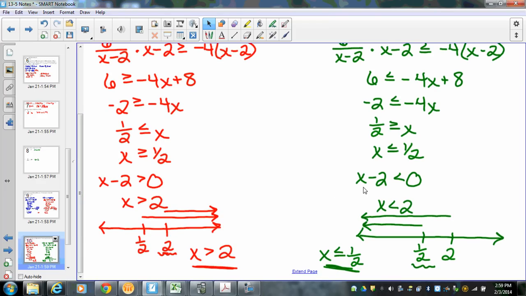Then the fact that our LCD is negative means that x minus 2 is less than 0, or x is less than 2. So drawing both of those on the number line, the most restrictive answer is to start at 1/2 and shade to the left. So that would be x is less than or equal to 1/2. So your two answers are x is greater than 2, or x is less than or equal to 1/2.